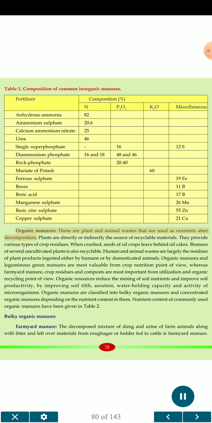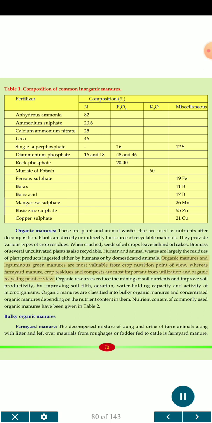Organic manures. These are plant and animal wastes that are used as nutrients after decomposition. Plants are directly or indirectly the source of recyclable materials. They provide various types of crop residues. When crushed, seeds of oil crops leave behind oil cakes. Biomass of several uncultivated plants is also recyclable. Human and animal wastes are largely the residues of plant products ingested either by humans or by domesticated animals.